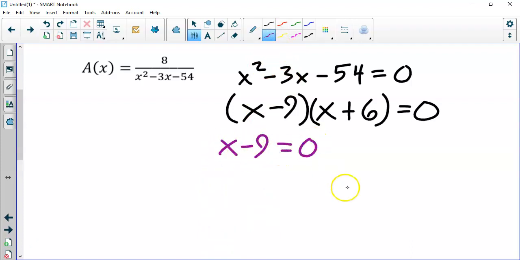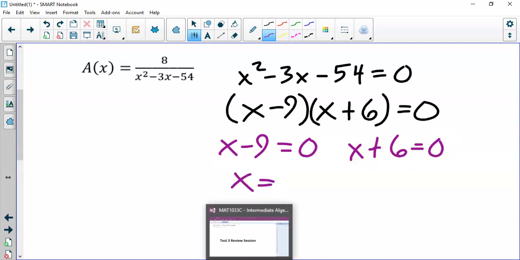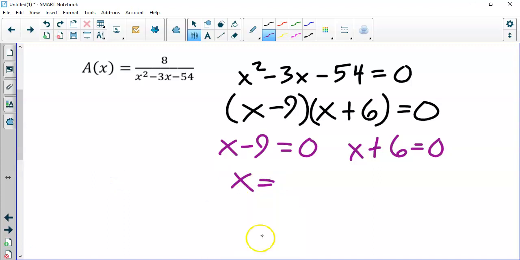That's right. Take your two parentheses, set them both equal to 0. That's our zero product rule at work. And now we can solve. What will X equal right here? 9. That's right, because you add 9 to both sides. What will X equal on this one? Perfect. Now that you have all your information, we can write our domain.